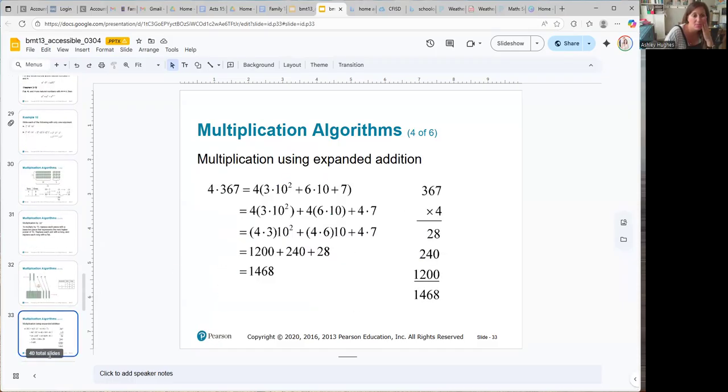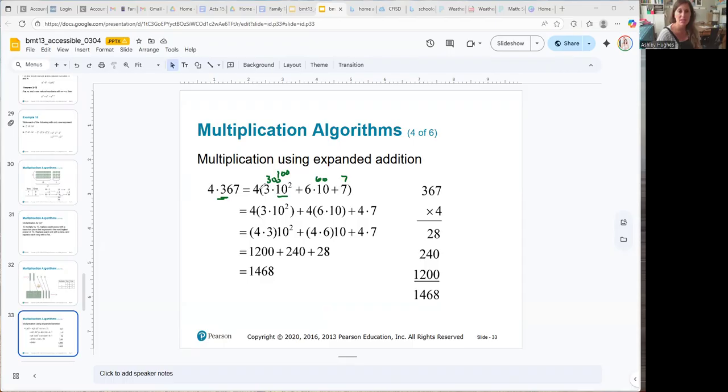This is illustrating another multiplication algorithm. This is multiplication as extended addition, expanded addition. So they're taking each, it's basically using place value. So this one here is in the hundreds place, so this just means 100, right? Because this right here is like 300 plus 60 plus 7.